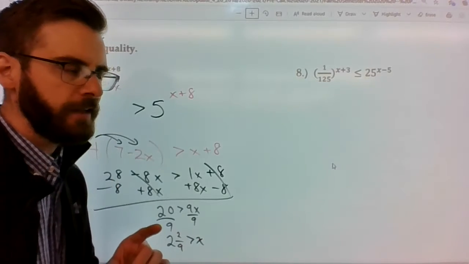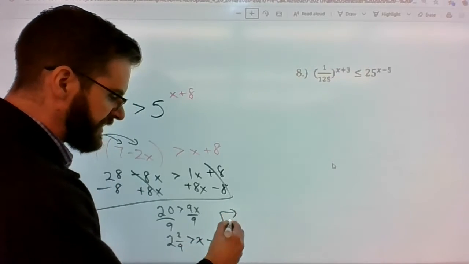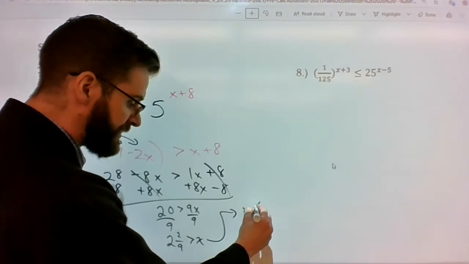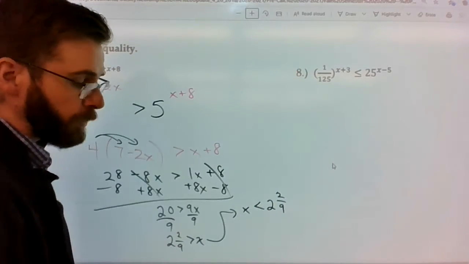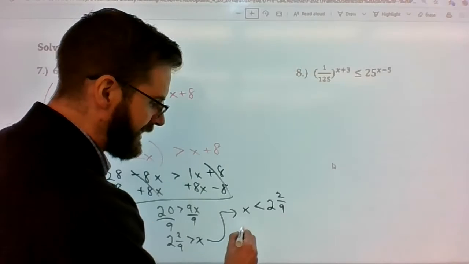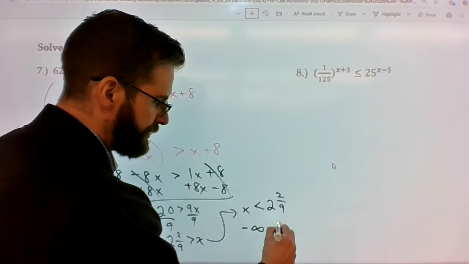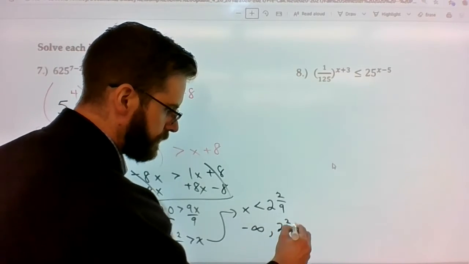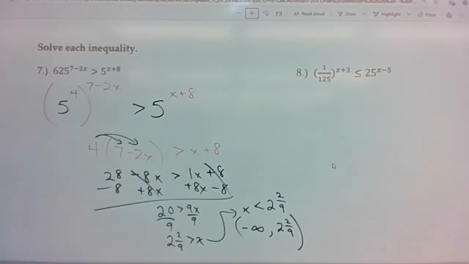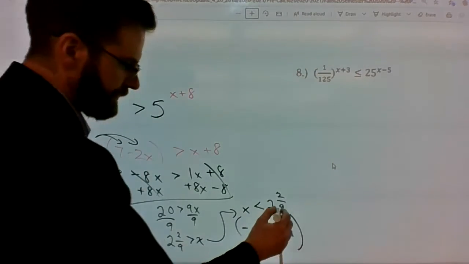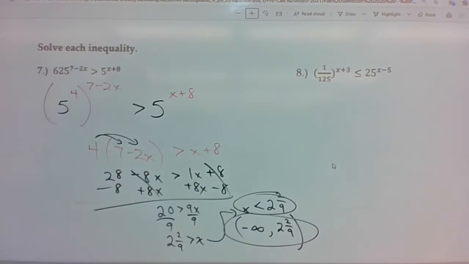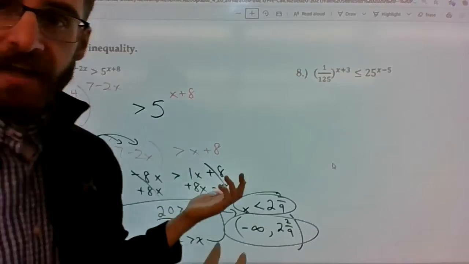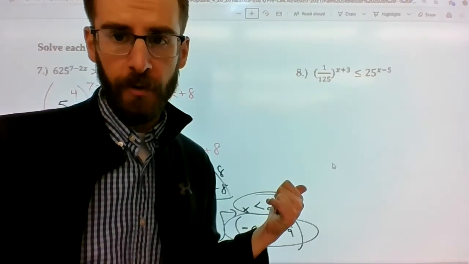Just keep in mind that this is the same as x is less than 2 2/9, which is the same as the solution set negative infinity to 2 2/9. So either of these would be okay. Yeah. So now, pause the video and try 8 on your own, and then we'll call it a day.